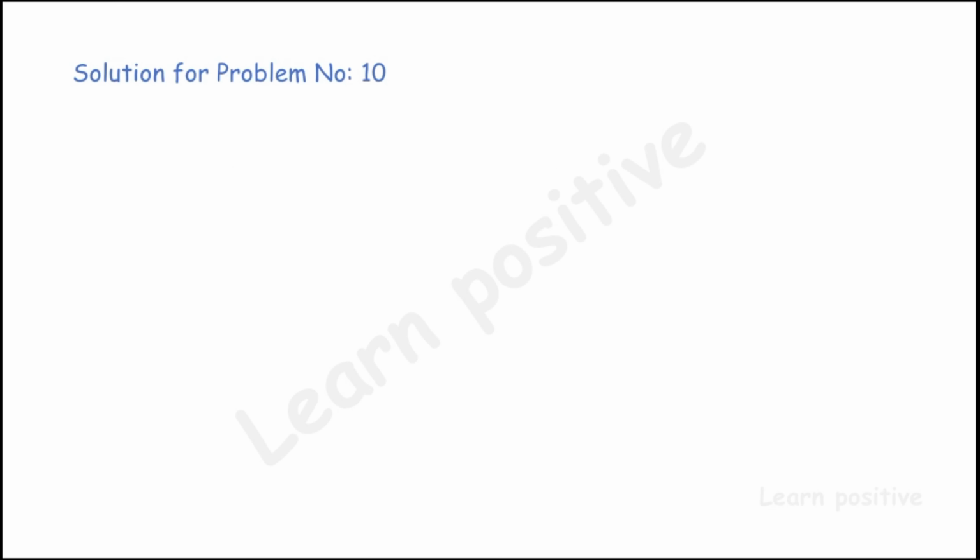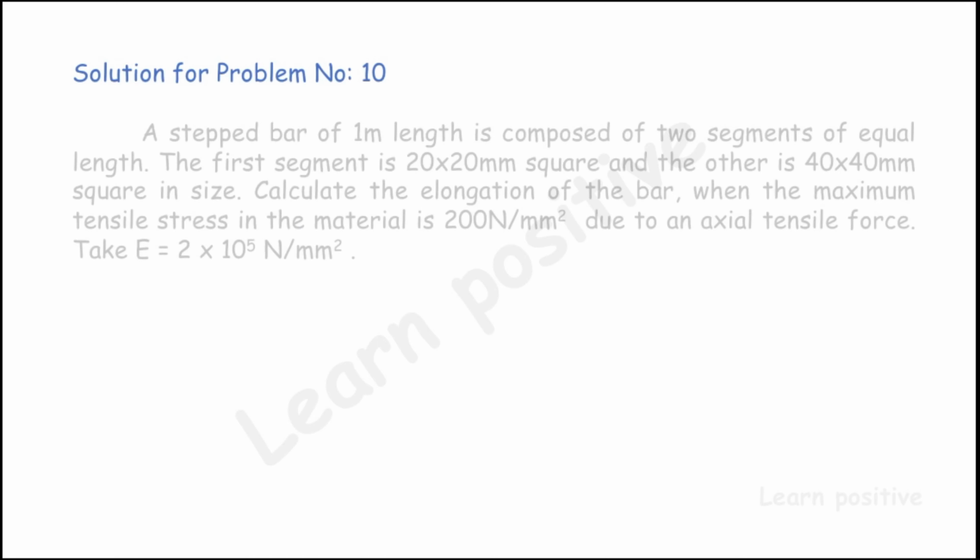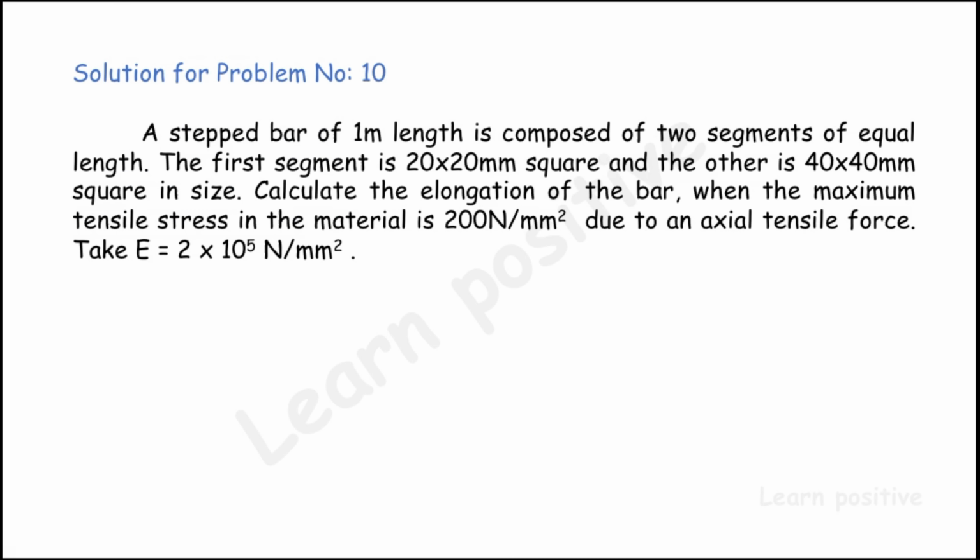Solution for problem number 10. This is the 10th problem. I am going to read the problem first and then I will explain. A stepped bar of 1 meter length is composed of two segments of equal length. The first segment is 20 into 20 mm square and the other is 40 into 40 mm square in size. Calculate the elongation of the bar when the maximum tensile stress in the material is 200 Newton per mm square, due to the axial tensile force. Take E equal to 2 into 10 to the power of 5 Newton per mm square. So, they have given a stepped bar.